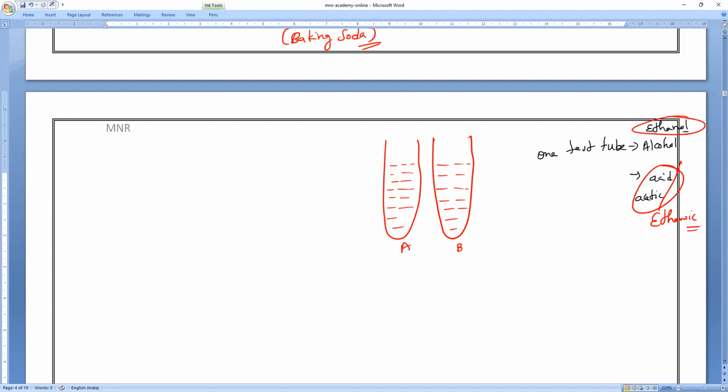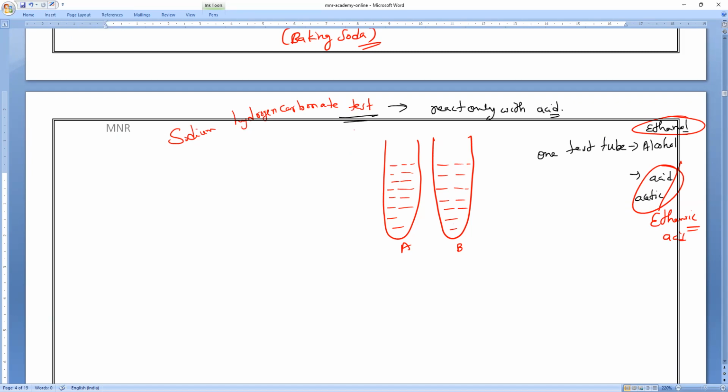Ethanoic acid. What is the test we have to use? Everybody, please respond. That is the test to identify ethanol and ethanoic acid. The test name: call it the sodium hydrogen carbonate test. So in the sodium hydrogen carbonate test, what will happen? It will react only with what? Acid or alcohol? It will react only with acid.